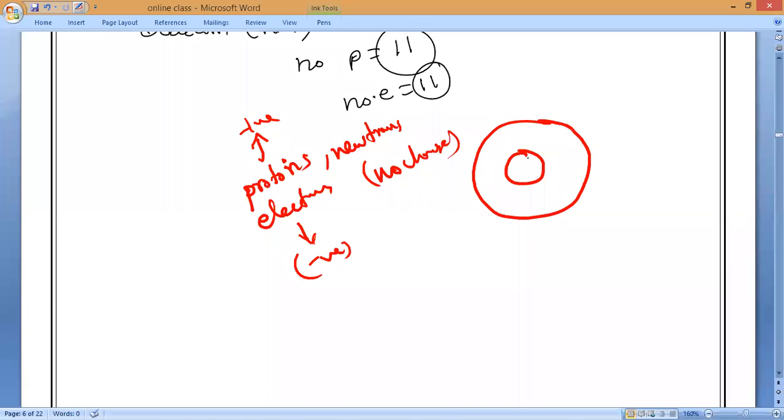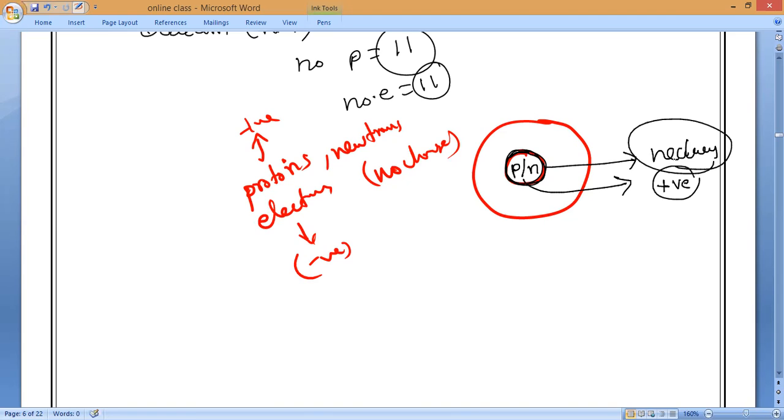In the center, protons and neutrons are present. That is what we call the nucleus. The nucleus is always present in the center of the atom, and neutrons have no charge. So that is why we consider the nucleus charge. What is the charge of the nucleus? Everybody, what is the charge of the nucleus? Harish?